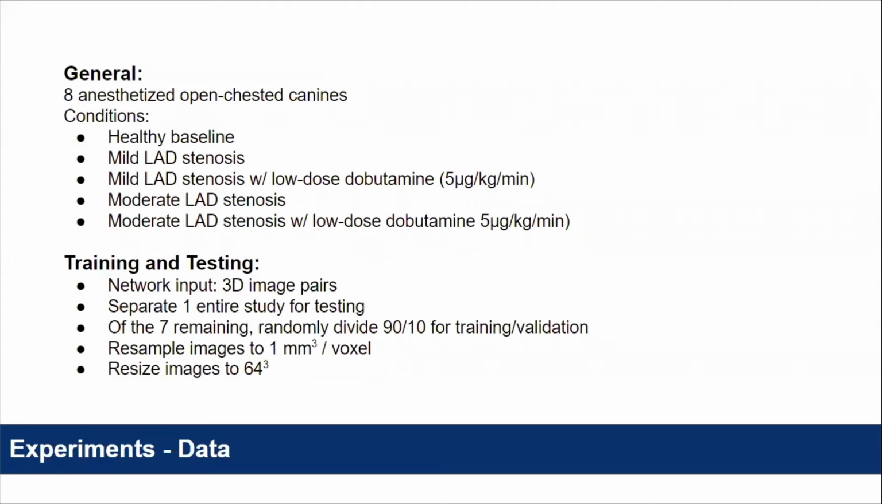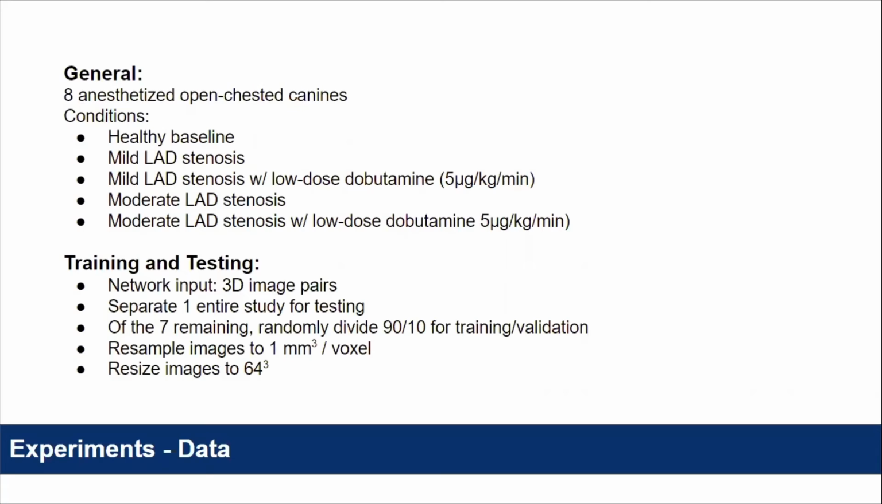So we evaluated our model on an in vivo canine dataset gathered in-house. The dataset consisted of 8 anesthetized open-chested canines, which were imaged under 5 physiological conditions: a healthy baseline, mild LAD stenosis, mild LAD stenosis with low dose dobutamine, moderate LAD stenosis, and moderate LAD stenosis with low dose dobutamine.